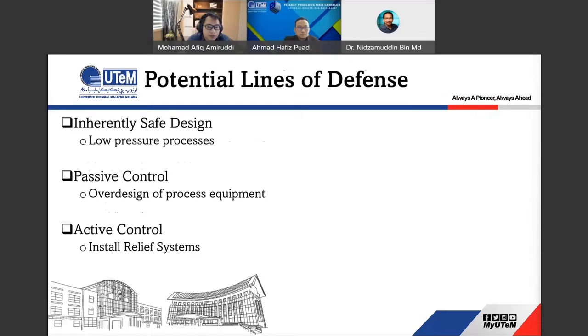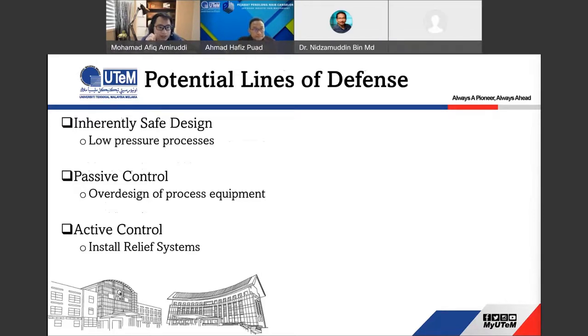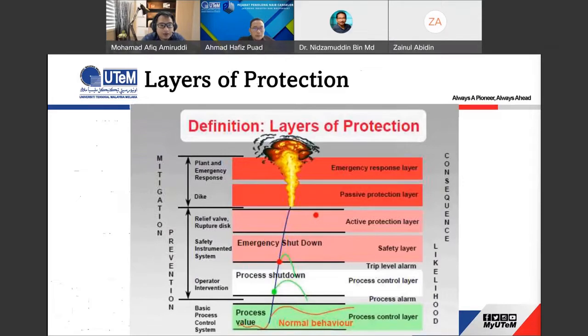Besides the relief event, we want to develop a potential line of defense, such as inherently safe design, passive control, such as over design of process equipment, and active control, such as installing a relief system. This is the potential line of defense before the accident happens. We want to avoid the accident, so we develop a layer of protection. We call it LOPA, layer of protection.